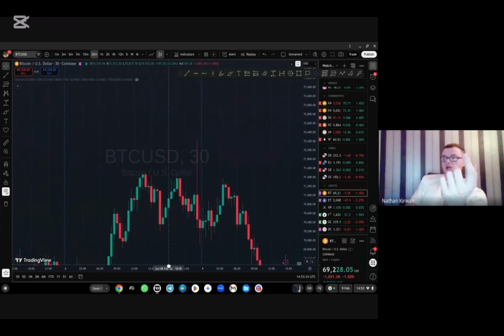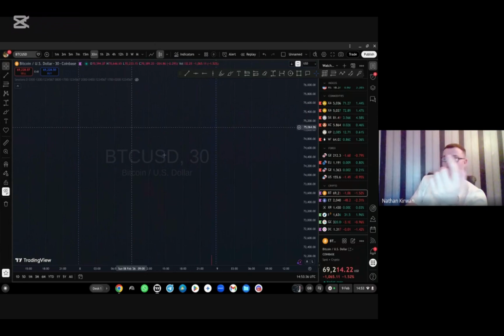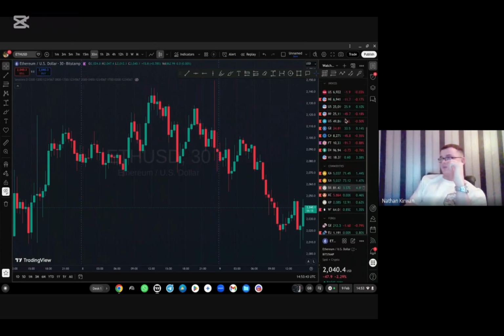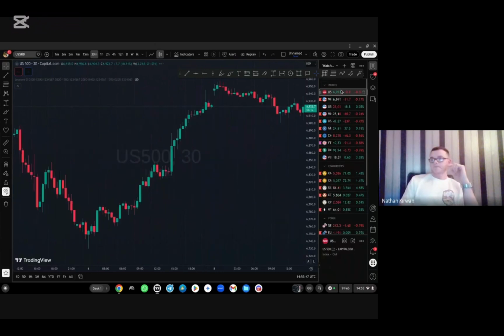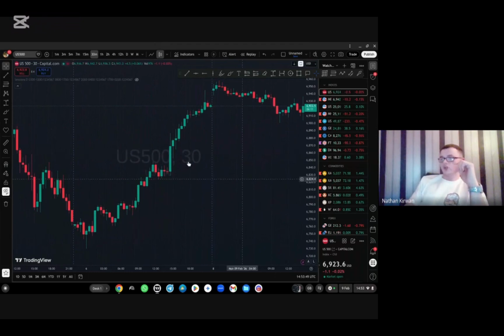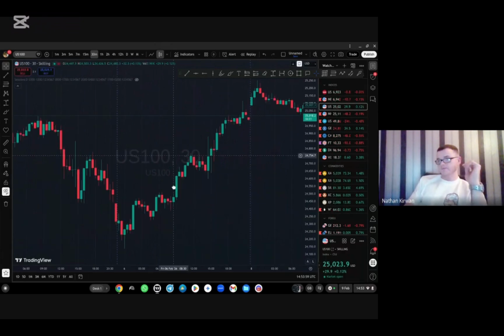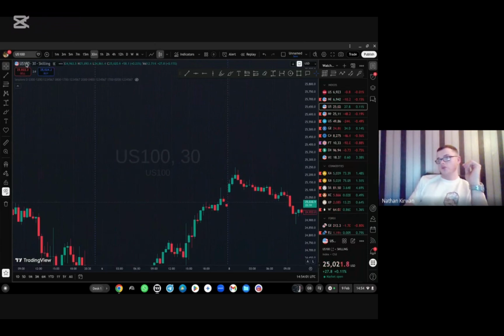the same concept. 1 Bitcoin is equal to a certain amount of US dollars, or 1 Ethereum is equal to a certain amount of US dollars. And then if you go up to indexes, you can see it is. And if you look here, 1 share of the S&P 500 is worth $6,923, which is insane as well. And then 1 share of the NASDAQ 100 is equal to $25,000.